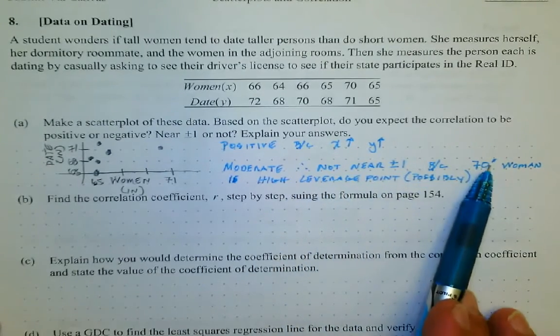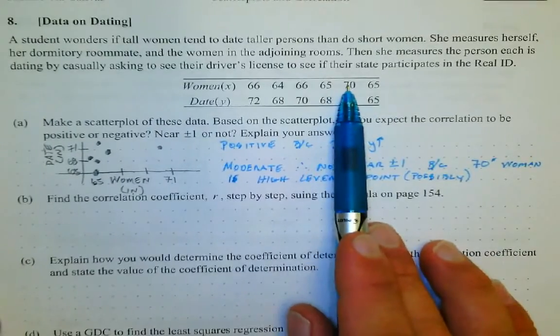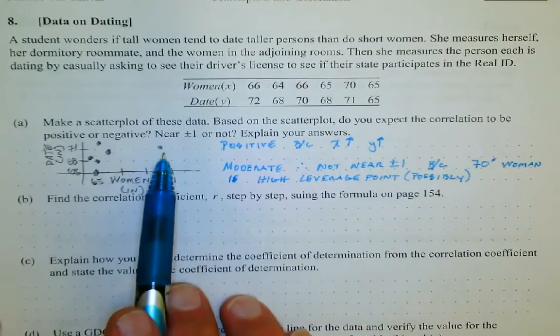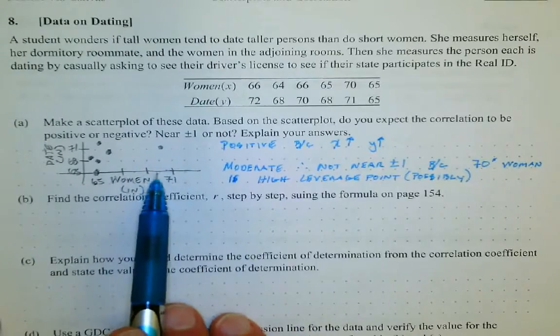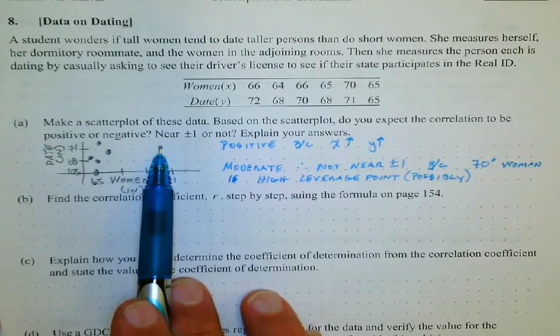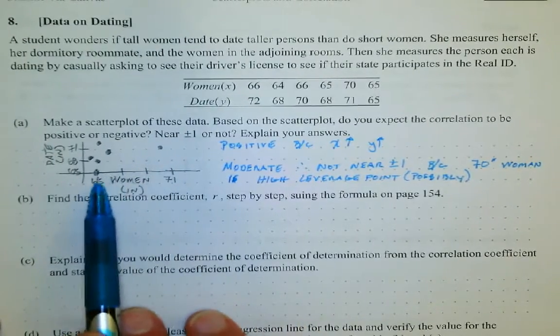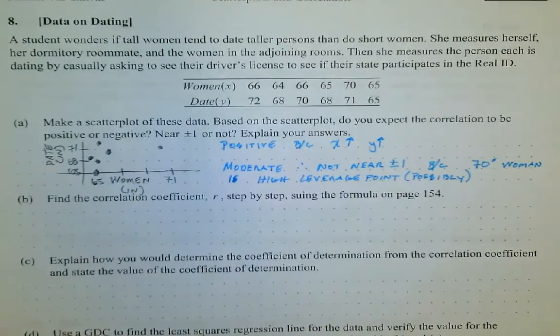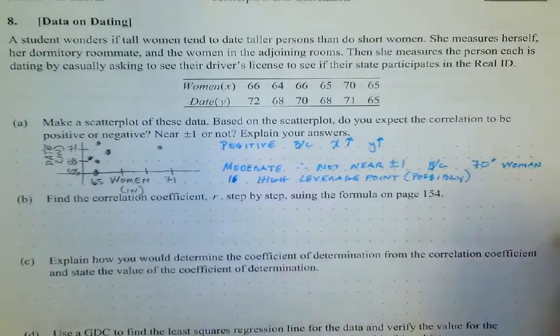And that's because this woman that is 70 inches tall seems to be a high leverage point possibly. Right? This point over here is pretty far away in the x direction from all the rest of our data. The y value is close to everything, but it's pretty far away in the x direction. What does that mean for us?